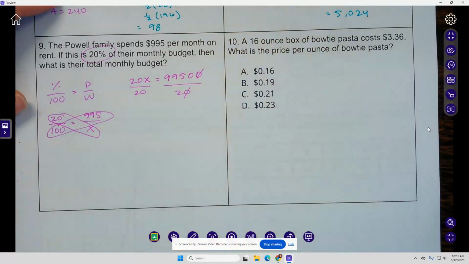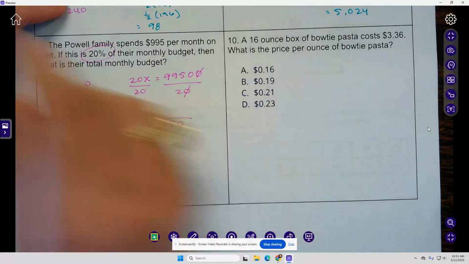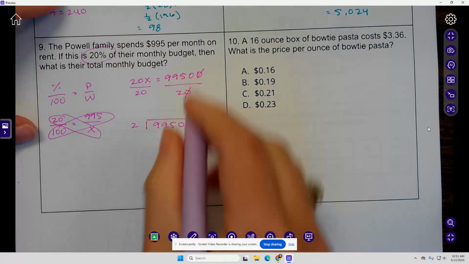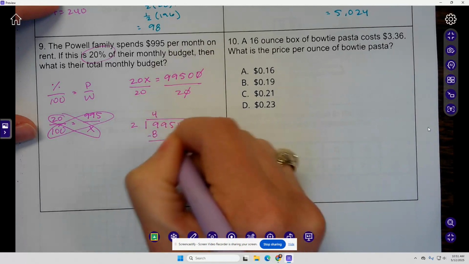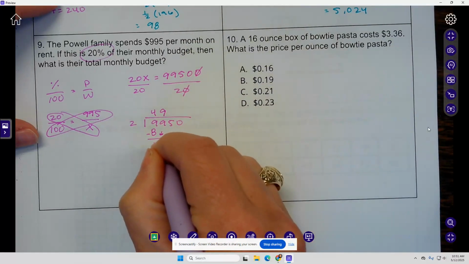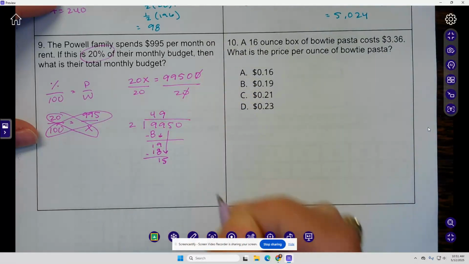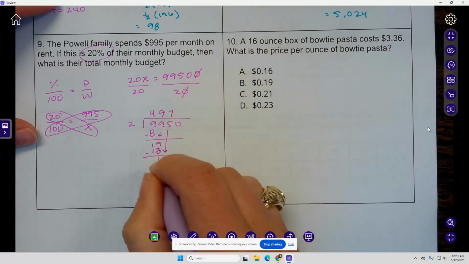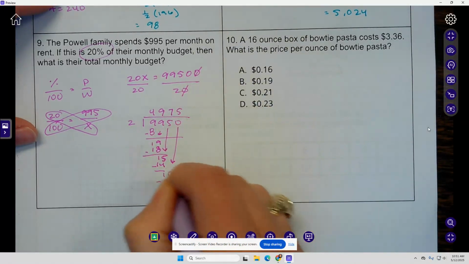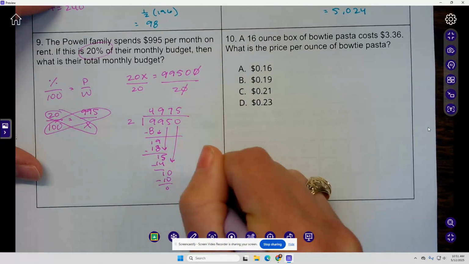Another trick is I can mark out. So 2 can go into 9 4 times. 2 can go into 19 9 times, and that's 18. 2 can go into 15 7 times, it's 14. 2 can go into 10 5 times. So our total monthly budget for the Powell family is $4,975.